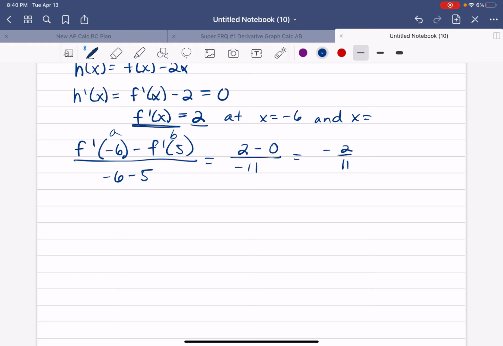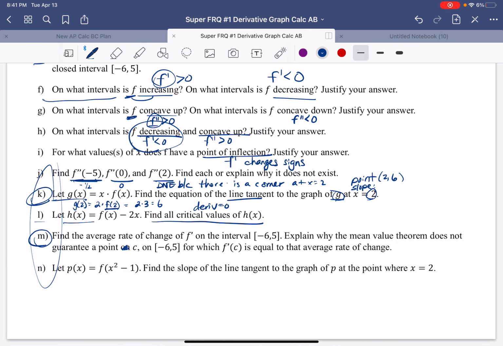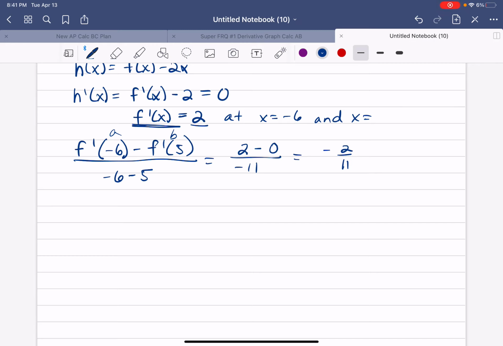And then the question was asking, explain why the mean value theorem does not guarantee a point. Well, what were the conditions for mean value theorem? Let me write that down. The conditions for mean value theorem. Remember, there were 2 of them. It has to be continuous. Is my function continuous? Yep, looks to be continuous to me. So, check.